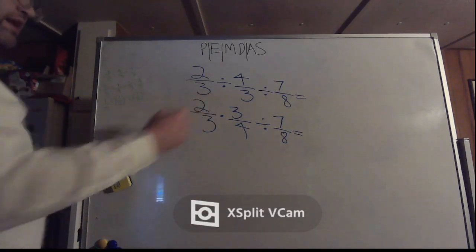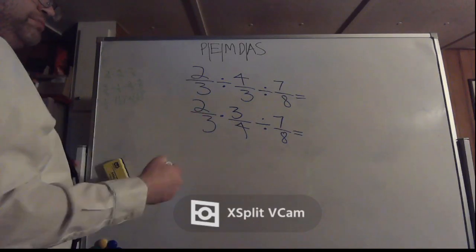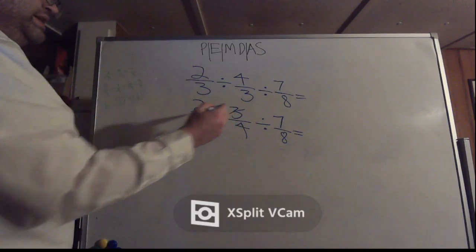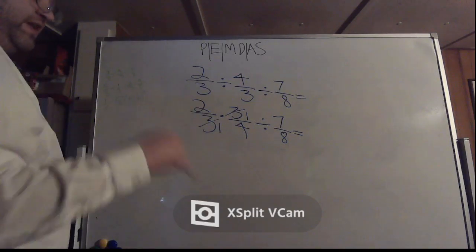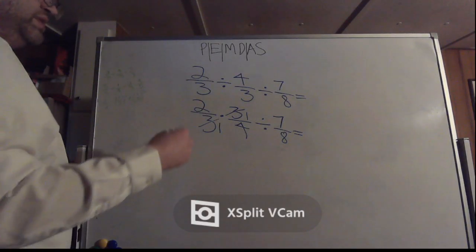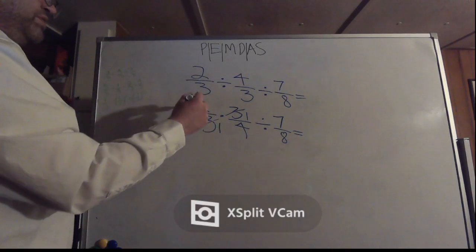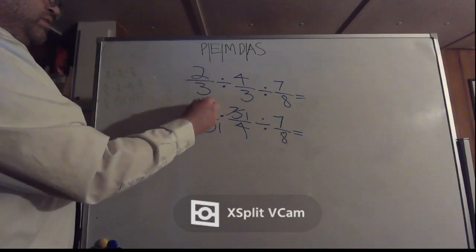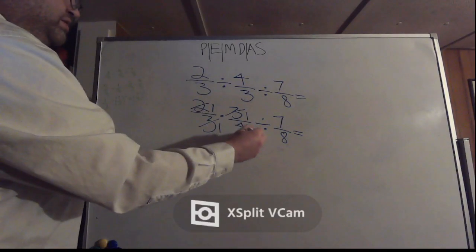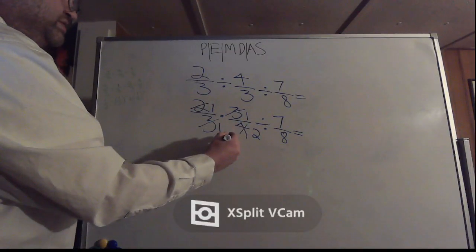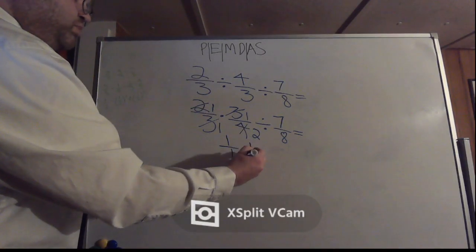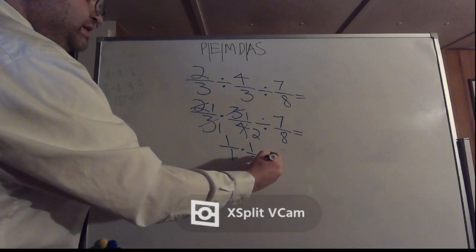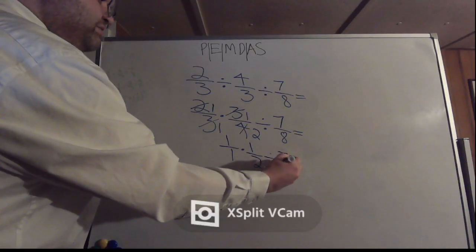So we see right away in the multiplying part, we can cancel those 3's. Those will each become 1. 2 and 4 factor from each other. 2 is a factor of 4, so if you divide both of those by 2, the 2 will become a 1, the 4 will become a 2. So what you're left with is 1 over 1 times 1 over 2 divided by 7/8.